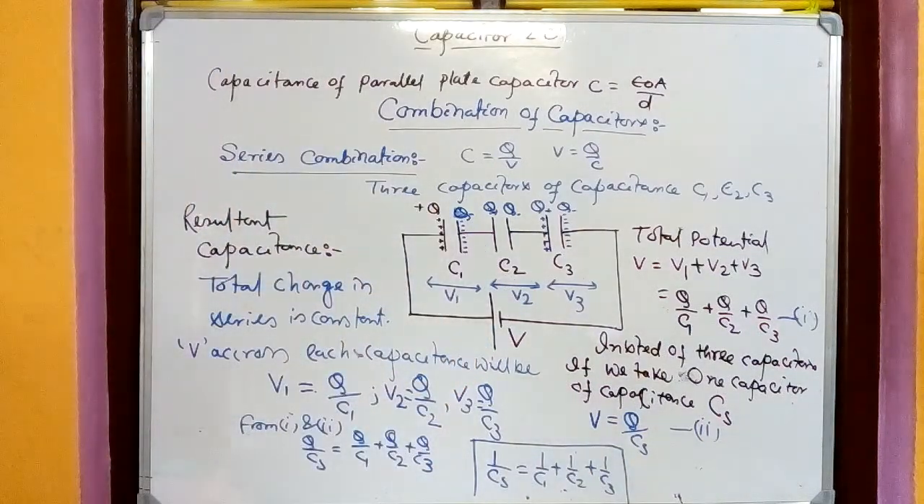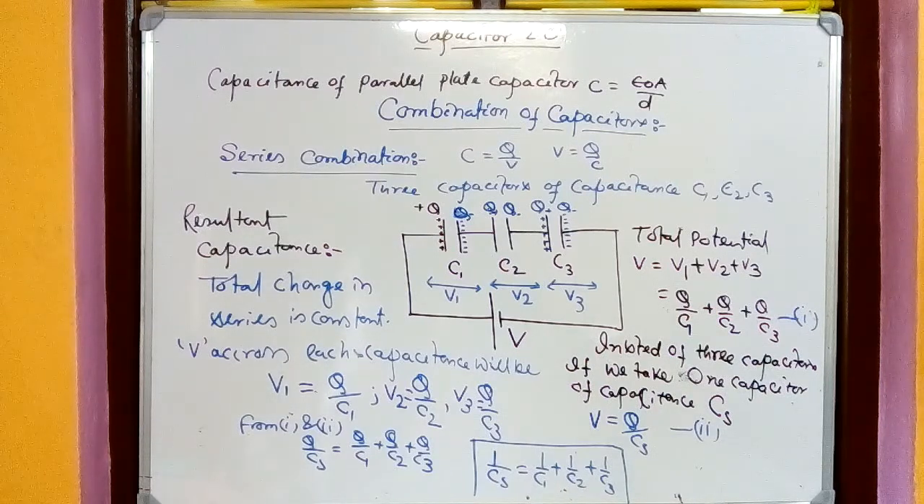So if the capacitors are connected in a series combination, then the reciprocal of the resultant capacitance will be the sum of the reciprocals of the capacitances we have used. Exactly like the parallel combination we have seen in resistance, that occurs in series combination in capacitance.